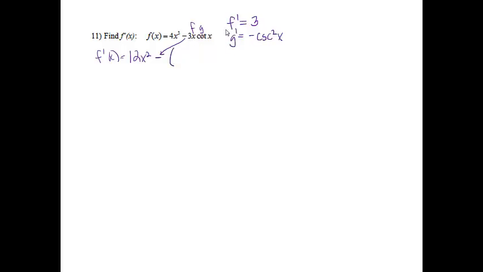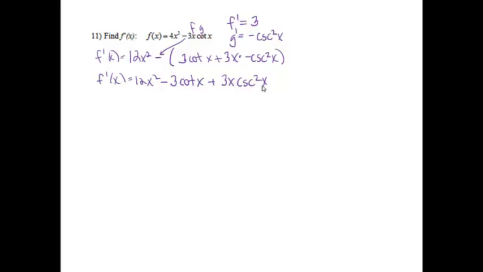So f prime times g, so it's going to be 3 cotangent x plus f times g prime, so 3x times negative cosecant squared x. And then from here, I'm just going to clean things up. I'm going to distribute that negative inside. So I'm going to have f prime of x is equal to 12x squared, minus 3 cotangent x, and then this negative times this negative will turn into a positive, so plus 3x cosecant squared x. And of course, we can't combine this x and this cosecant squared x, because this x is involved with the cosecant right now.